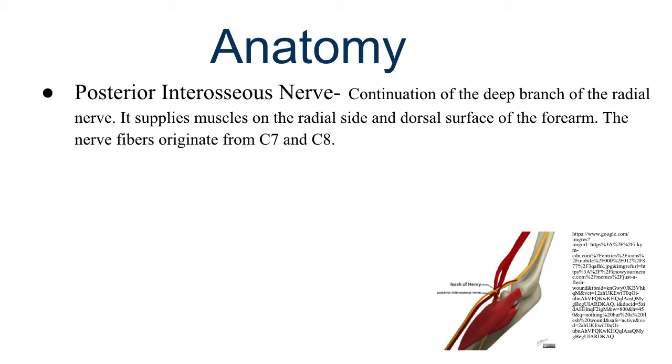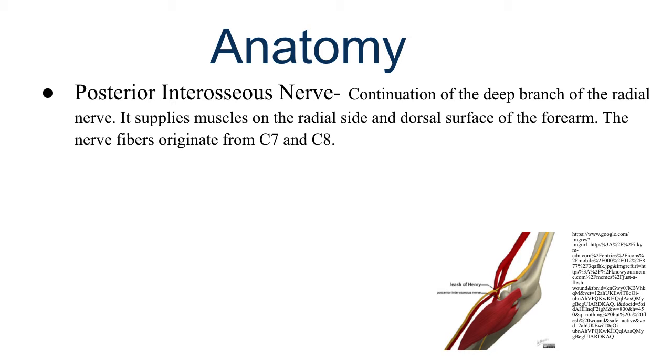Anatomy. Posterior interosseous nerve, and it is the continuation of the deep branch of the radial nerve. It supplies muscles on the radial side as well as the dorsal side of the forearm. The nerve fibers originate C5, C7, and 8.